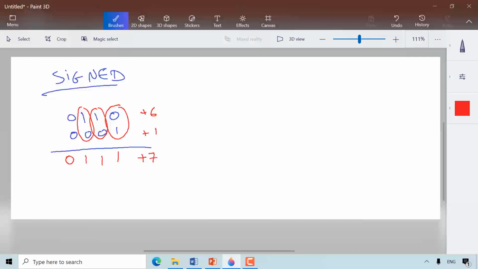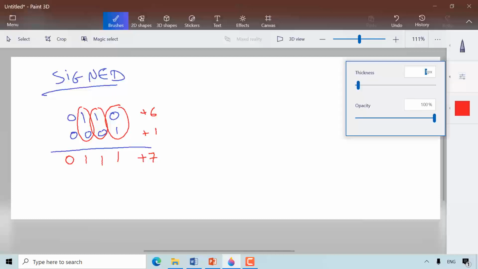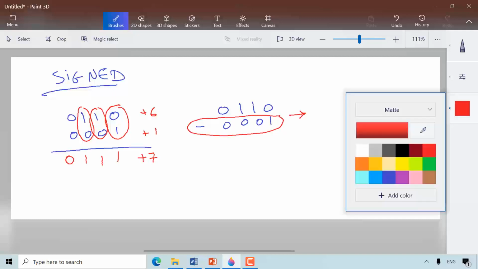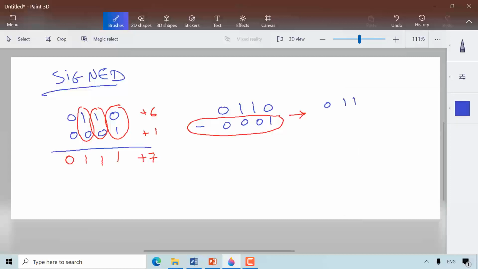Now, let's try the case of subtraction: 0110 minus 0001. In this case, I have to represent the subtracted number in its 2's complement. So let's add 0110 with the 2's complement of this number, which is 1111. Let's add now. 0 plus 1 is a 1. 1 plus 1 is a sum of 0 and a carry of 1. 1 plus 1 plus 1 is a sum of 1 and a carry of 1. 1 plus 0 plus 1 is a 0 and a carry of 1.